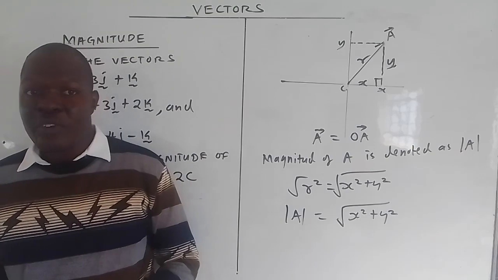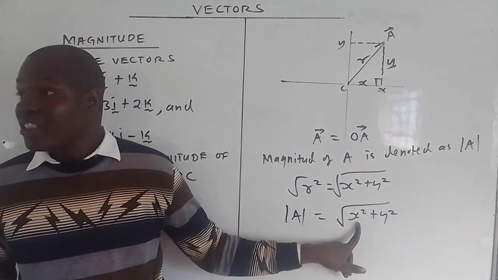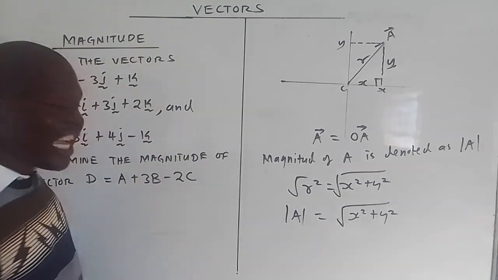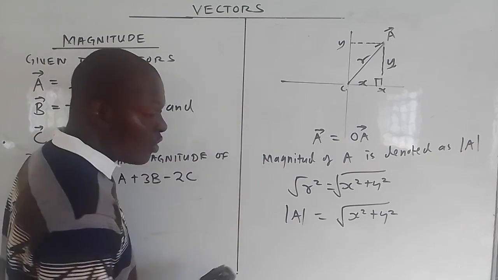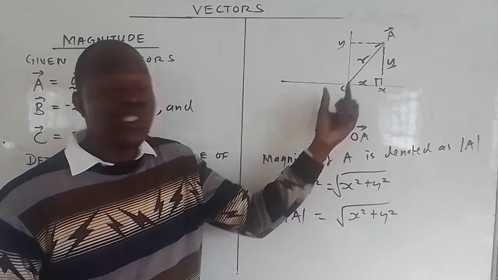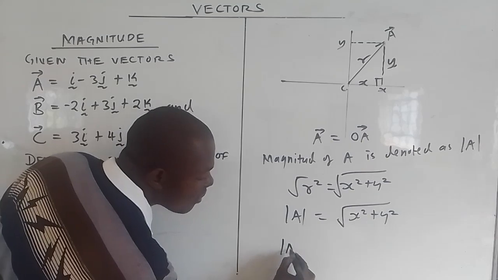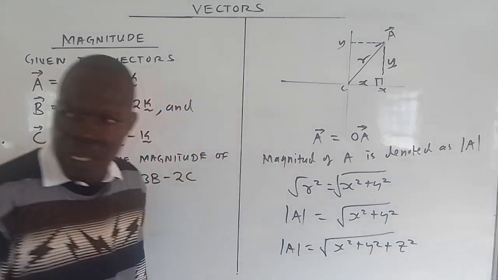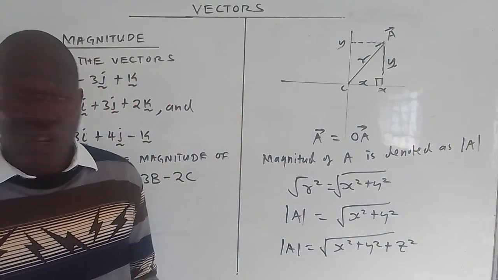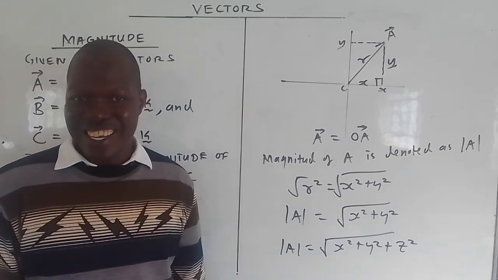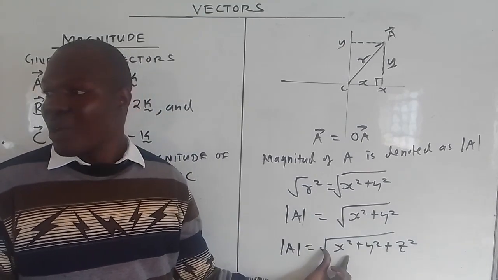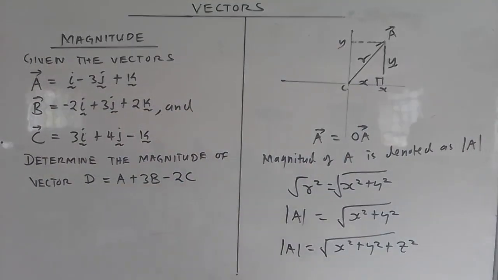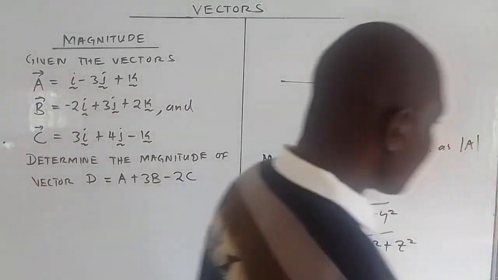So anytime you are looking for the magnitude of a vector, it is the Pythagorean theorem. So once you've seen the concept of magnitude from two-dimensional, in three-dimensional, if vector A was in the x, y, z plane, then the magnitude of vector A would have been the square root of x squared plus y squared plus z squared. When it is two-dimensional, it is x squared plus y squared, isn't it? Now three-dimensional Pythagorean theorem will be what? x squared plus y squared plus z squared. So that is how to determine the magnitude of a vector.